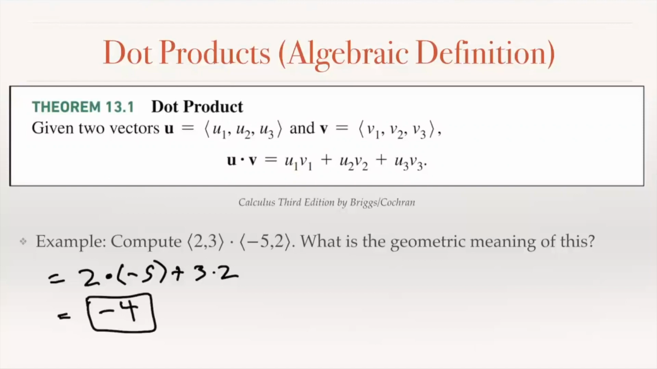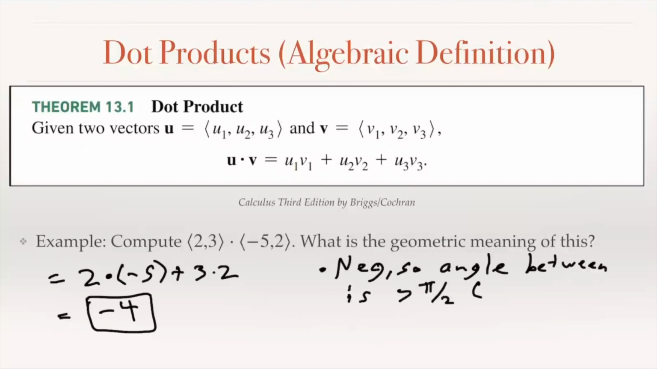And what is the geometric meaning of this? Well, first, it is negative. So the angle between them is greater than pi over 2, i.e. obtuse. And, well, it's the projection of (-5, 2) onto (2, 3) multiplied by the length of (2, 3). And it's negative because the angle is obtuse.